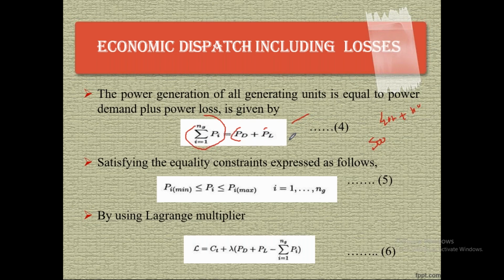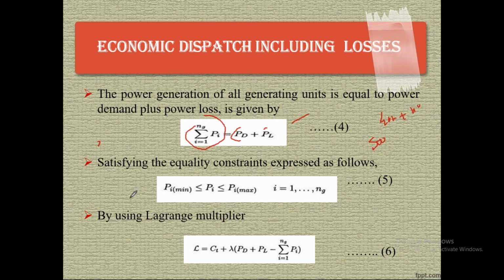This also carries 2 marks: write down the power balance equation in optimal economic scheduling. That is the summation of i equals 1 to Ng of Pi equals Pd plus Pl. Here Pi is the power generation of the ith plant, like P1, P2, and so on. So the generation should equal the power demand plus power losses. This is equation 4, called the energy balance equation.